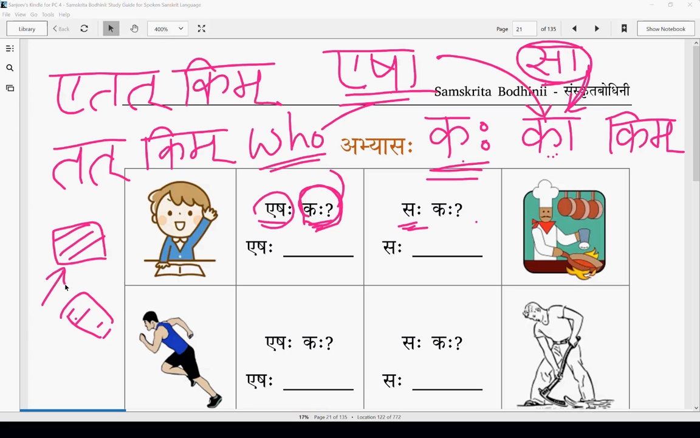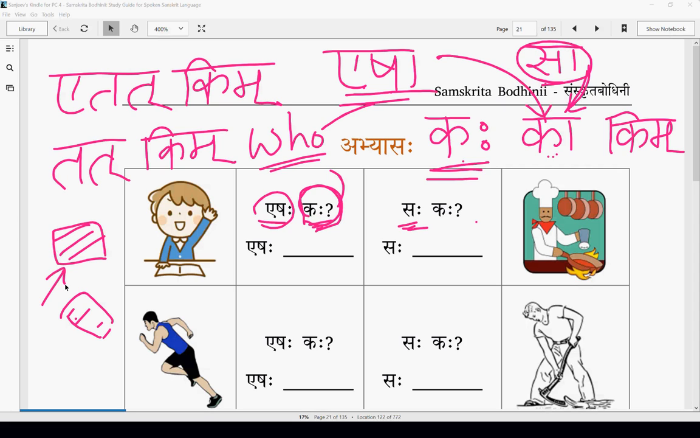Generally we can go with Etat kim. Etat kim is fine to ask the question. But the answer need not be in the Napumsakalingam. With Etat kim, we are just using a neuter gender word to ask the question. But the answer may be, if it is a building, Etat Bhavanam, because Bhavanam is a building, and it is a neuter gender. So the answer could be Etat Bhavanam.